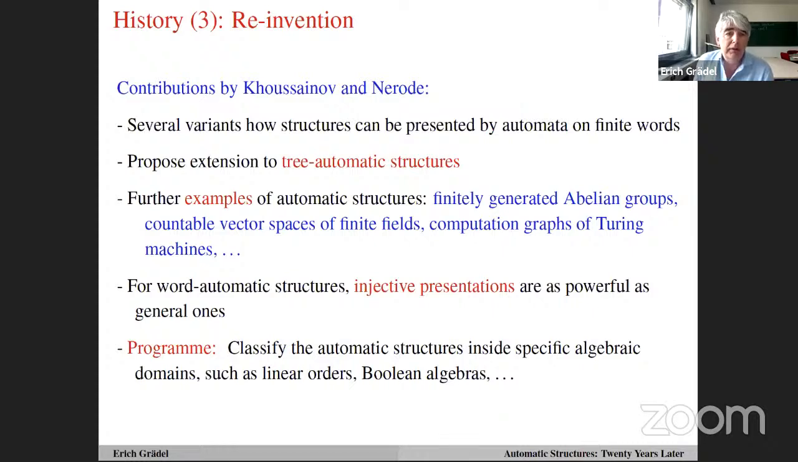The most important is probably the observation that the computation graph of any Turing machine is an automatic graph. They also observed that for word automatic structures, injective presentations are as powerful as general presentations, so there is no restriction to impose injectivity of the presentation. And they explicitly spelled out the very influential program to classify the automatic structures inside specific algebraic domains, to determine which linear orders are automatic, which Boolean algebras are automatic, and so on.